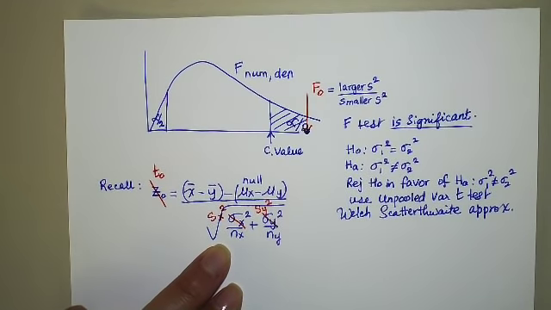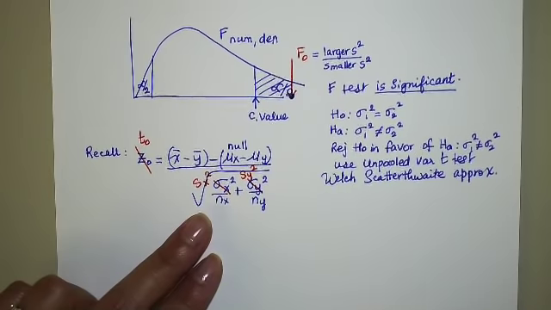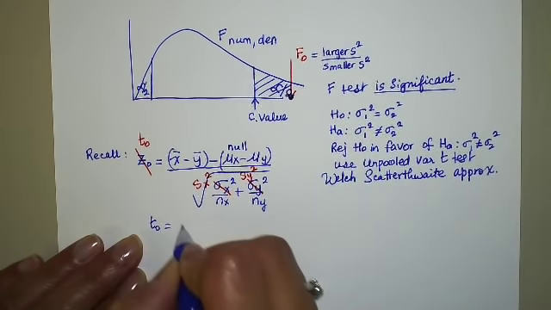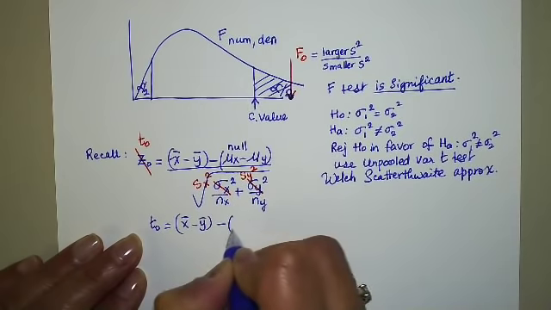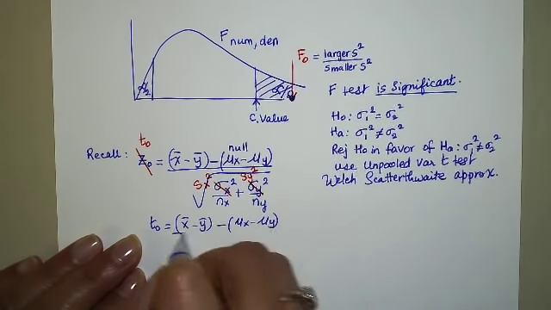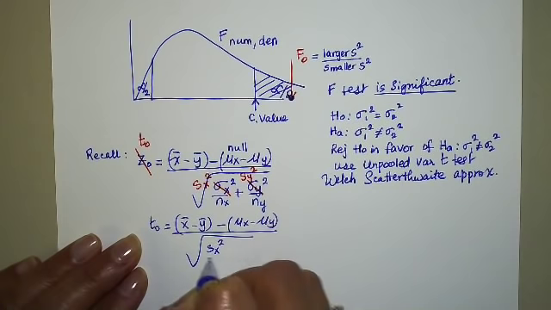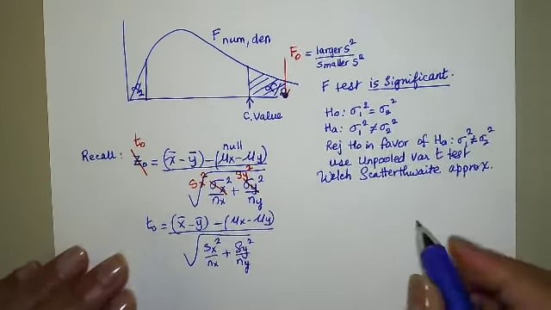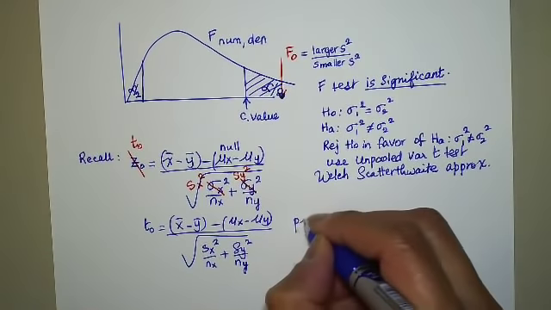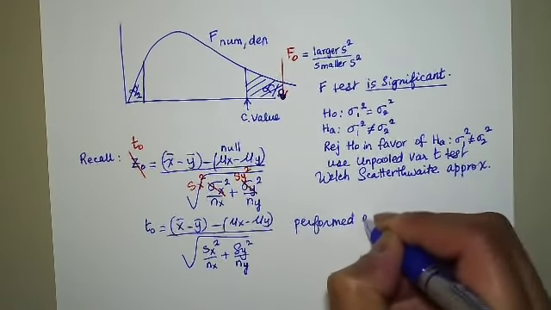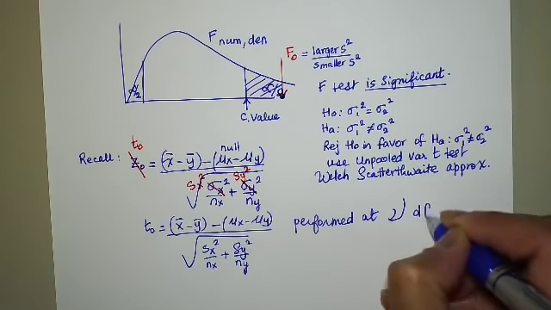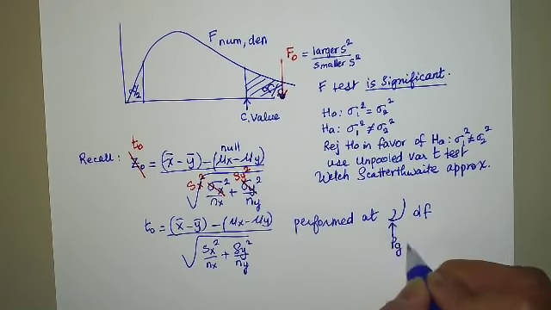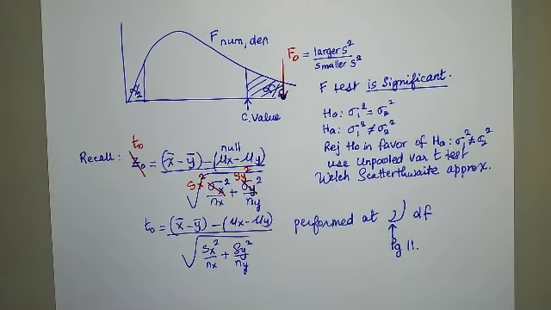So there's nothing pooled, there's nothing like that. The previous case was actually more complicated. This one is not. So T naught is just x bar minus y bar minus mu x minus mu y over radical sx squared over nx plus sy squared over ny. The catch here is this is performed at new degrees of freedom, where nu is given on page 11 of your notes.